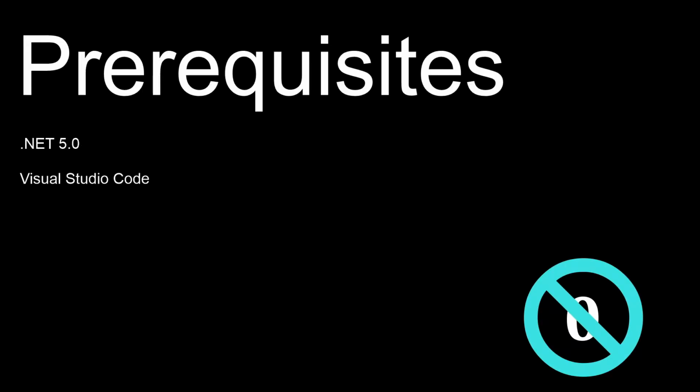Before we begin, you'll want to download and install .NET 5.0. You'll also want to download and install Visual Studio Code. I think that the C# extension from Microsoft would also help if you have that on Visual Studio Code.